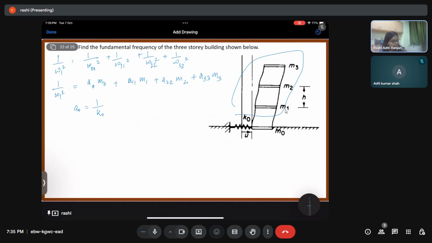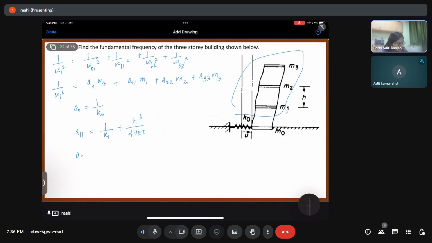So for that, A11 is going to be what? 1 by K1. There's going to be a stiffness contribution, and then there is going to be plus h cube by 24 EI. Stiffness is going to be 24 EI by h cube, so we are going to take the inverse of that.